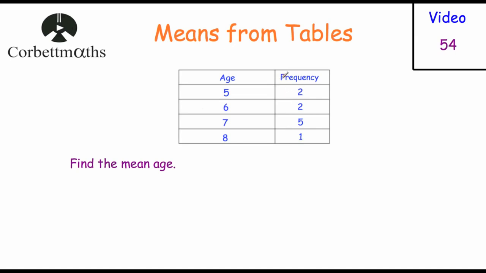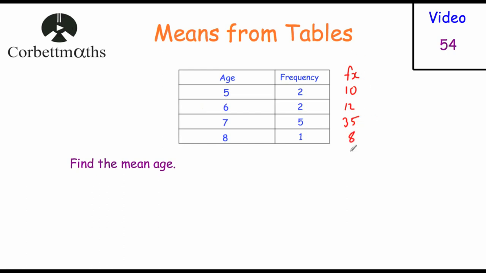So we want to find the grand total. Now, I add on this column called the FX column, and that stands for the frequency multiplied by whatever column this is. So if there's 2 5-year-olds, well, 5 plus 5 is 10, but another way to do that is just 2 times 5, which is 10. If there's 2 6-year-olds, 2 times 6 is 12. If there's 5 7-year-olds, 5 times 7 is 35. And 1 8-year-old, that's just 1 times 8, which is 8.